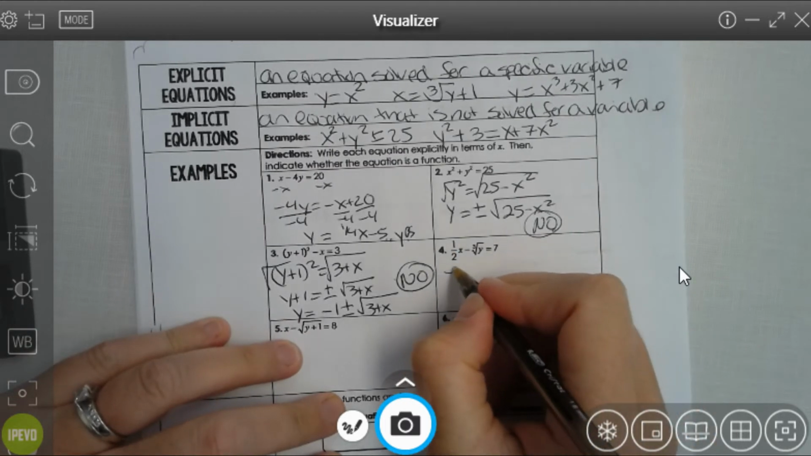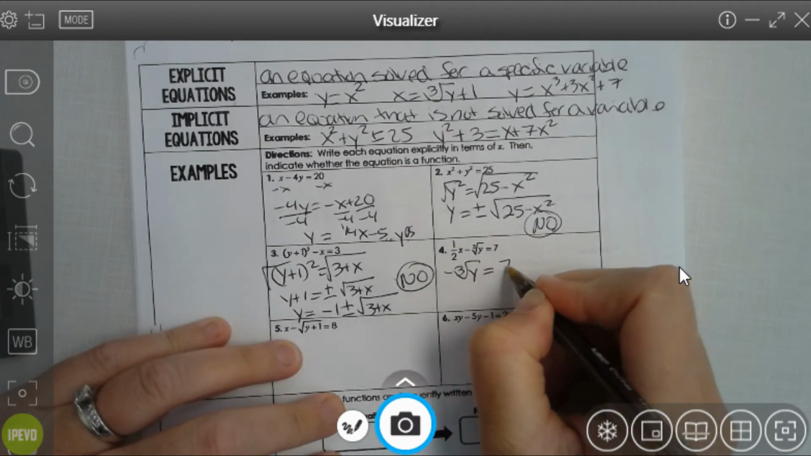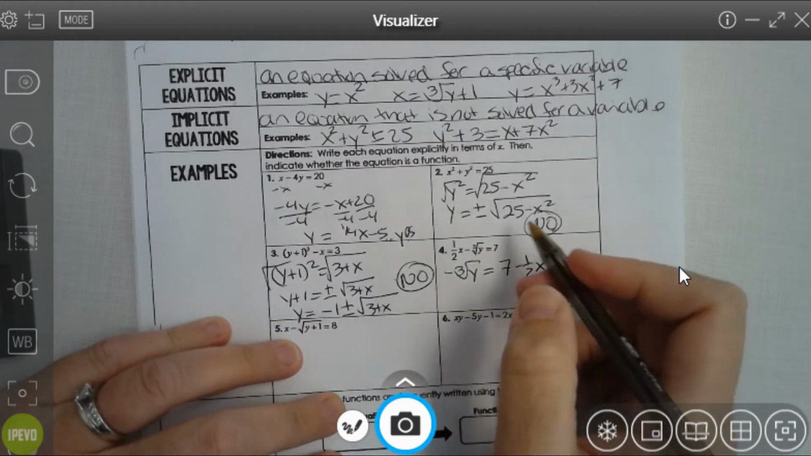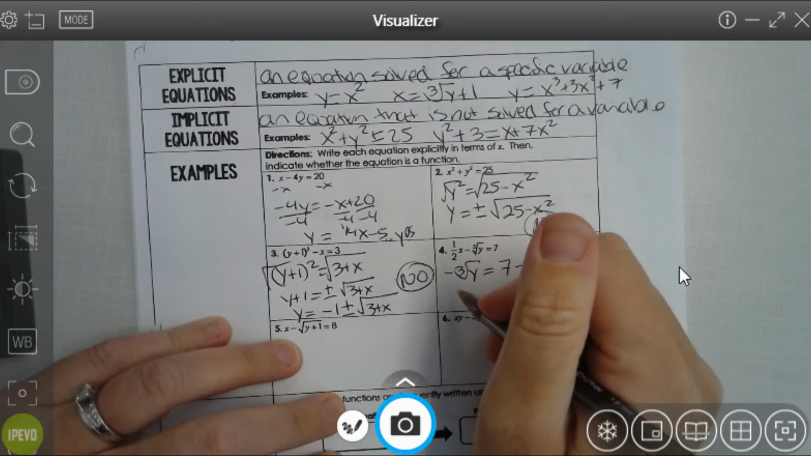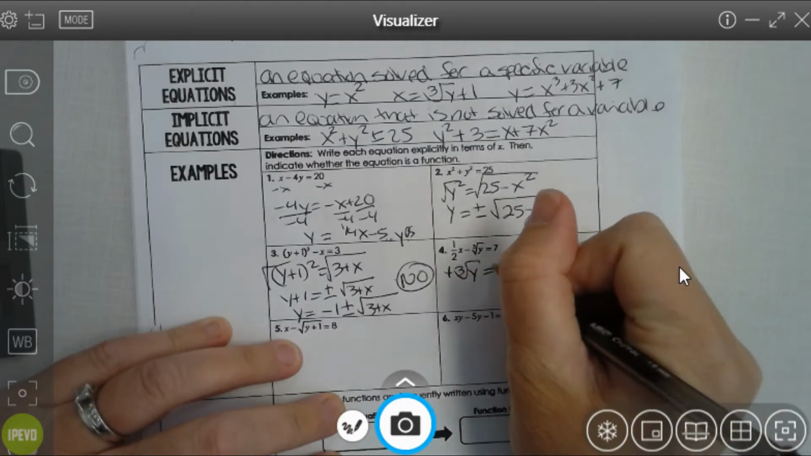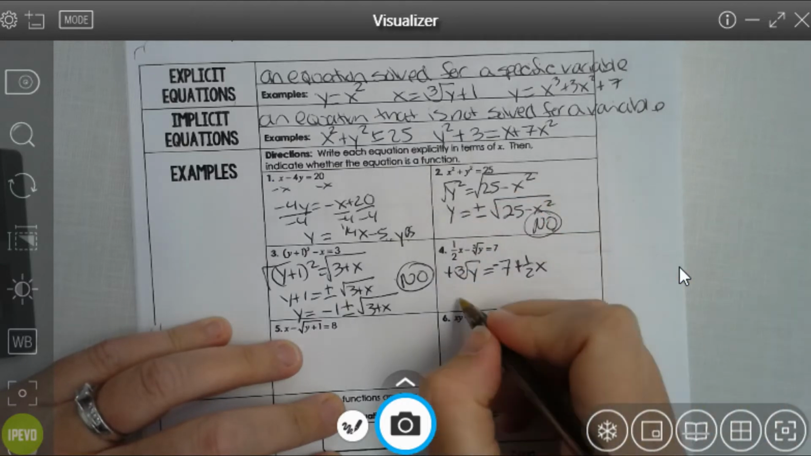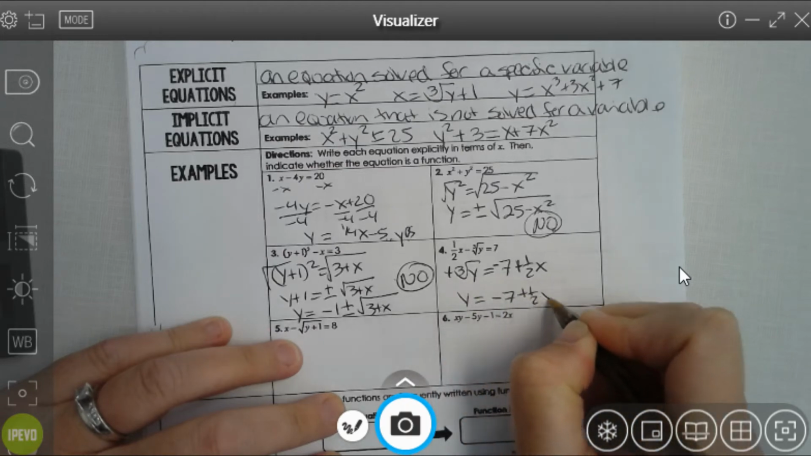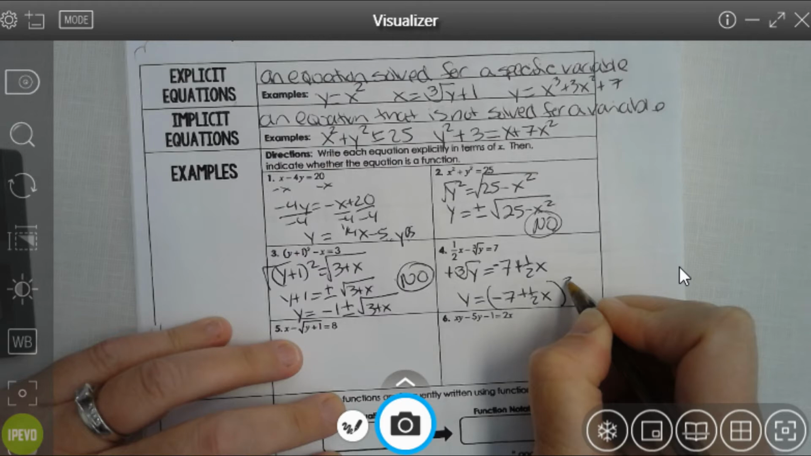Here, move over your x. So I get cube root of here, 7 minus. And then to get rid of a cube, well, first I'm going to get rid of the negative sign. So get rid of the negative sign is I'm going to change all of these signs. And now to get rid of a cube root, you just cube the other side. So y equals negative 7 plus 1/2 x to a power of 3. So it's not a plus or minus, so this one is a function.